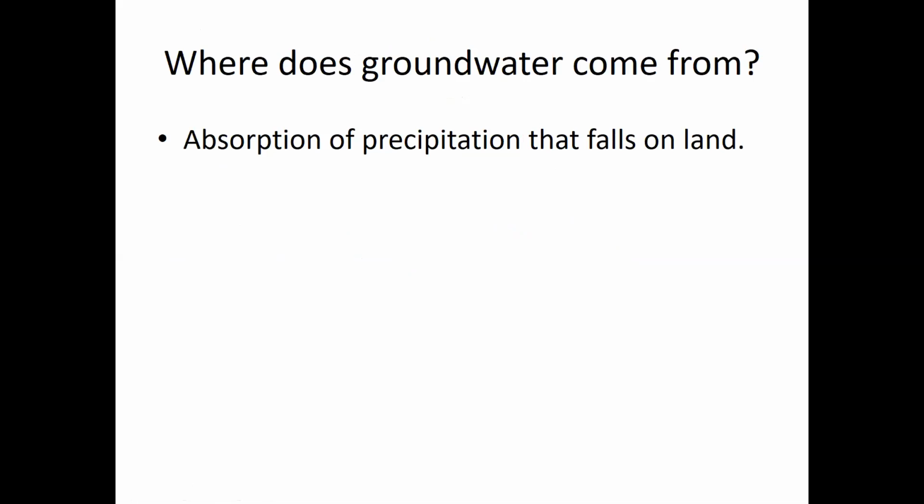So groundwater ultimately comes from precipitation. It falls on land and then soaks down beneath the surface and adds to the groundwater system. So that's where groundwater comes from.